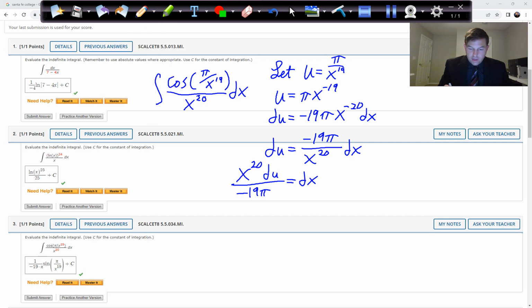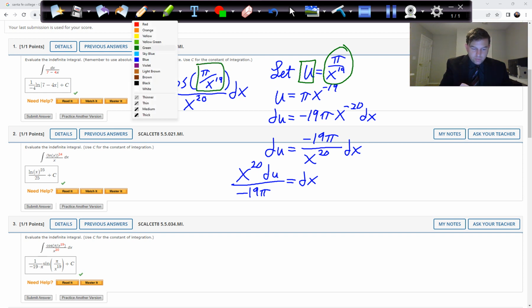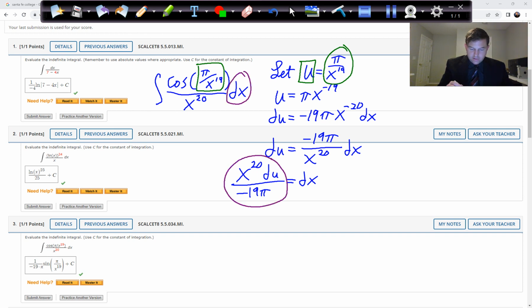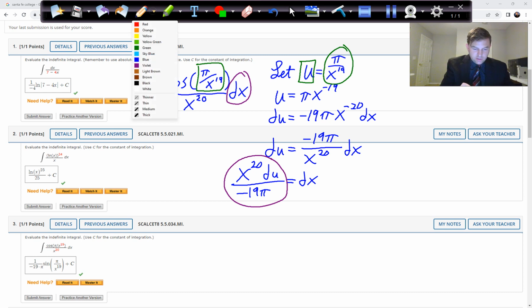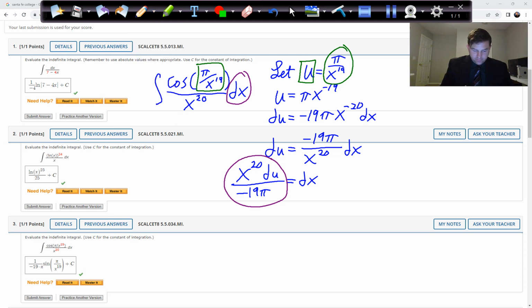Okay, so let's replace what we know. So we know pi over x to the 19th is going to get replaced with u. So this is all going to become u. And we're going to replace dx with all of that. Okay, so let's see how it's going to look. We're going to get the integral of cosine of not pi over x to the 19th, it's now u, over x to the 20th, so that's still there, times dx, but dx is x to the 20th times du all over negative 19 pi.